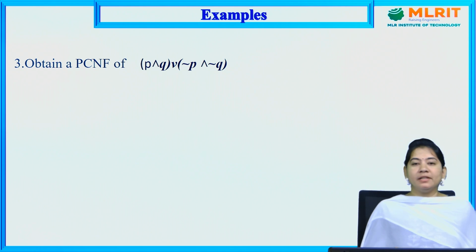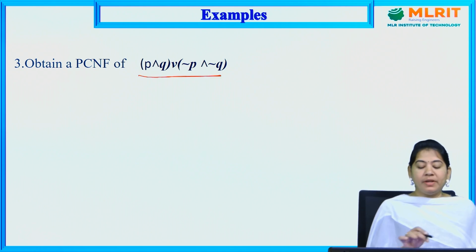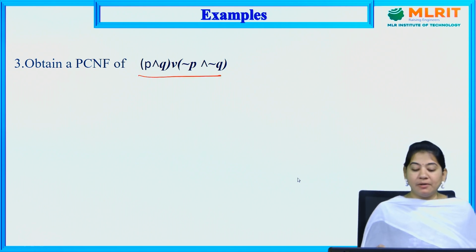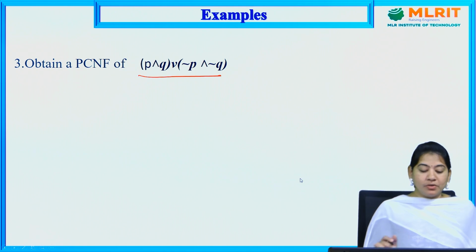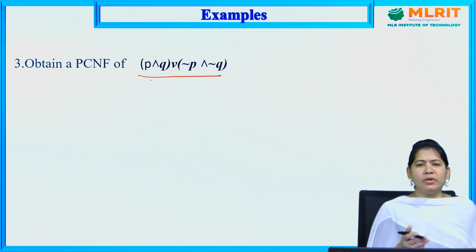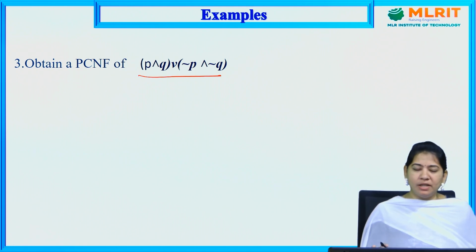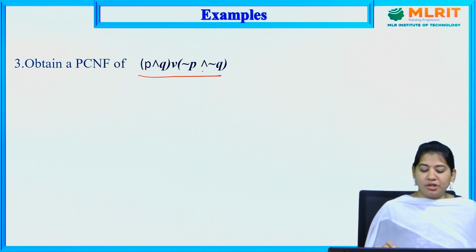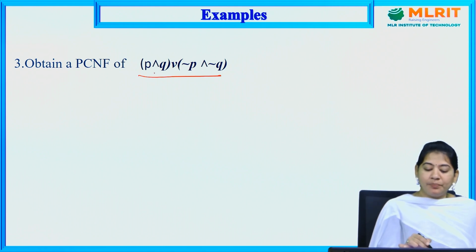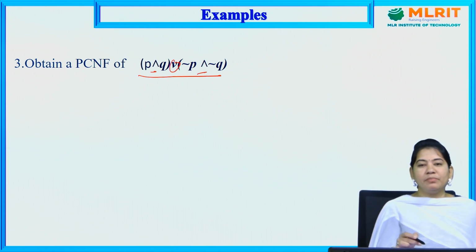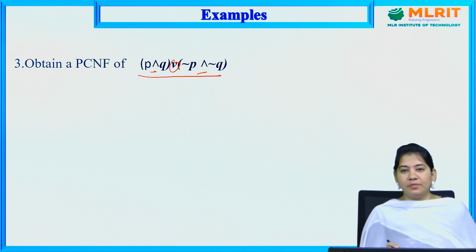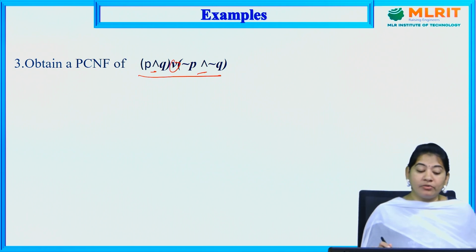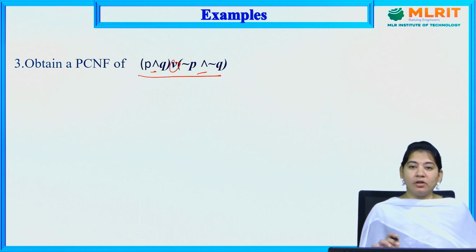Next, let us go for the next problem: P and Q or negation P and negation Q. If we observe the question, we don't have 3 variables, we have only 2 variables, so you have to get all the 2 variables in the max terms. Now, I have a product here and this is a sum, which means it is in the form of a sum of min terms, which is nothing but PDNF. But I should get it into the form of a product of max terms.